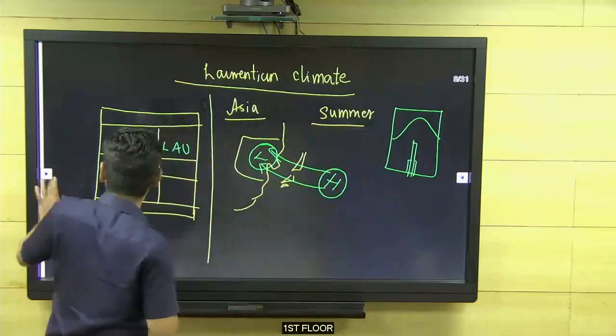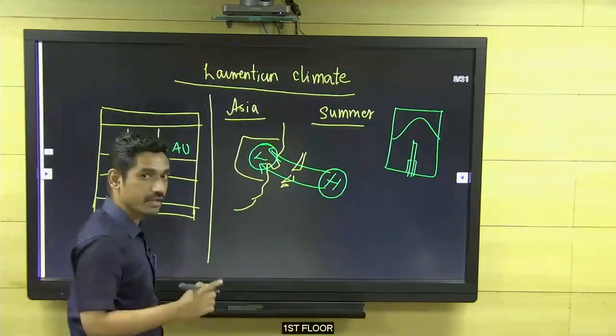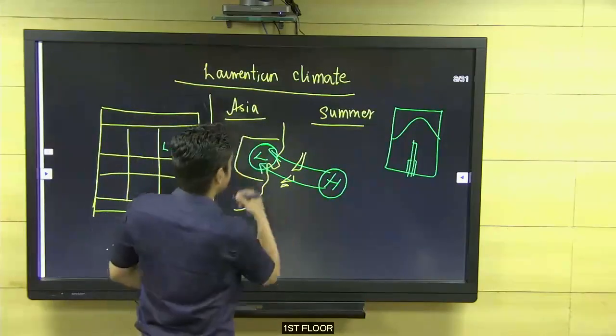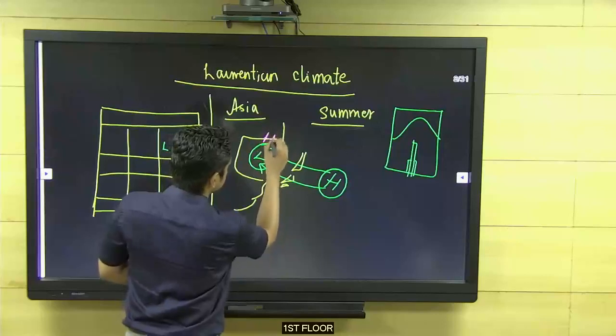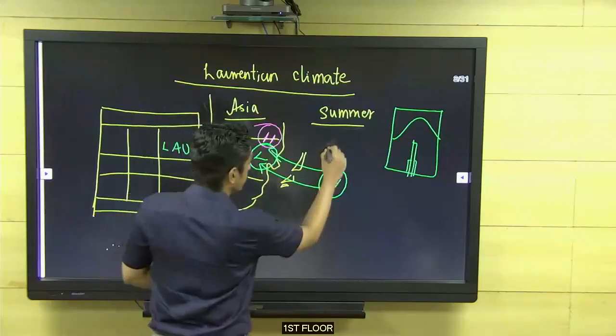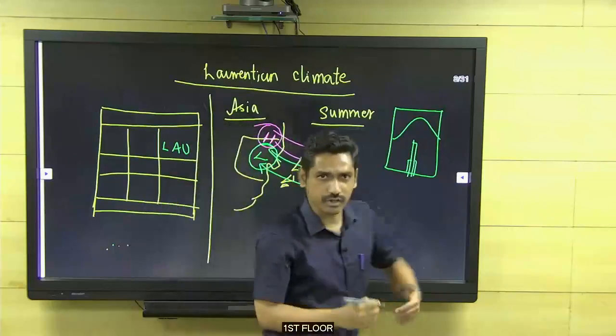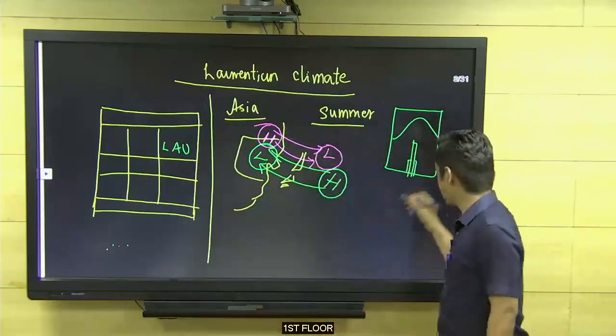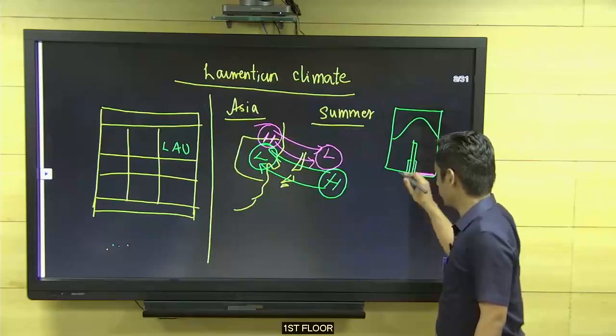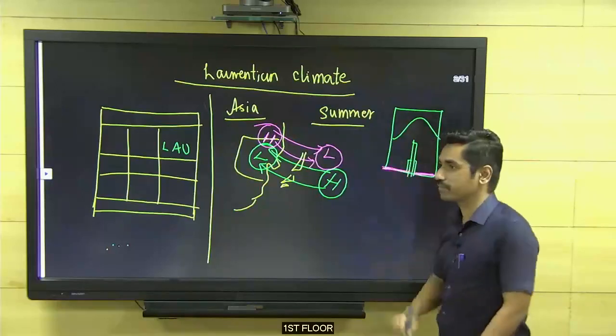Okay, now winter season, reverse will happen. Land will be at a high pressure. Water will be at a low pressure. Wind blows from high pressure to low pressure. Okay, high pressure to low pressure, absence of rainfall. There is absolutely no rainfall or very, very nil rainfall.